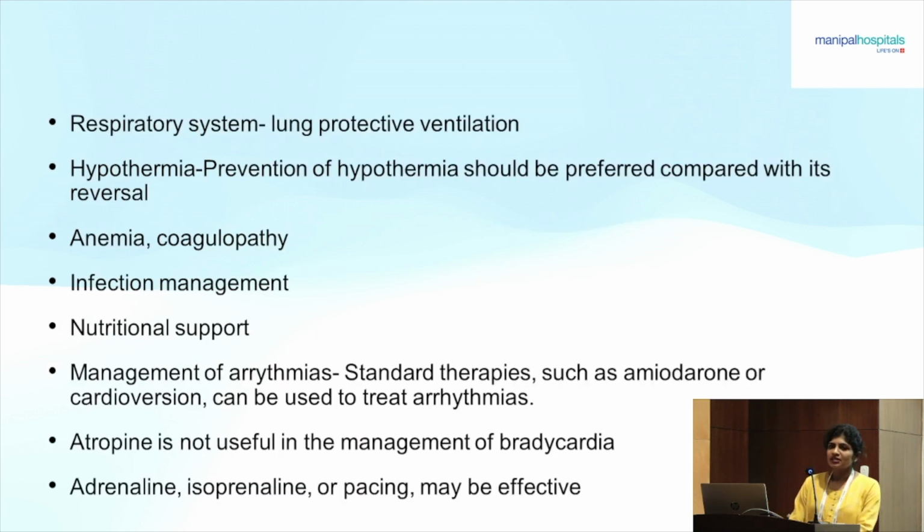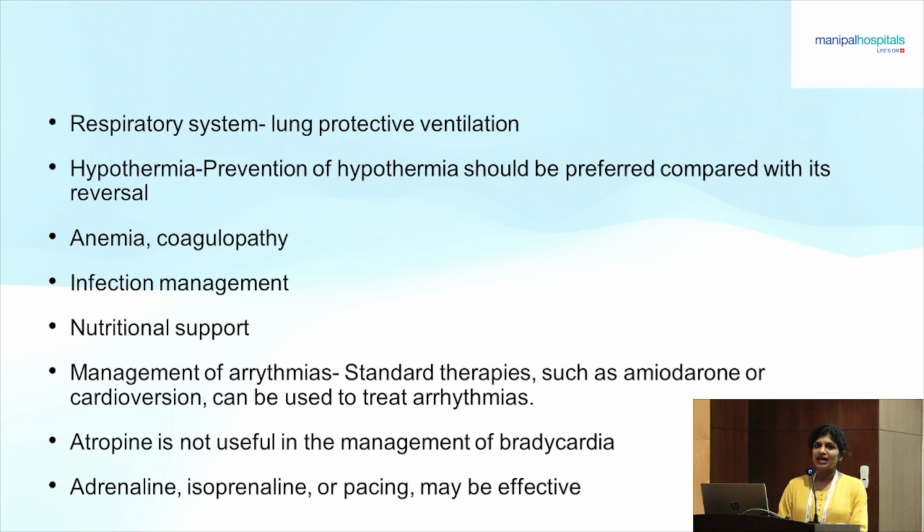Respiratory system, lung protective ventilation. The patient may be in an ARDS kind of picture. Then you might sometimes even have to prone the patient. Most of these patients will have hypothermia. Prevention is the best thing to do, rather than trying to get the temperature back once the patient goes into hypothermia. It's better to prevent. Then other management like anemia might be there, that has to be corrected, like 7 is a transfusion target, and correction of coagulopathy.